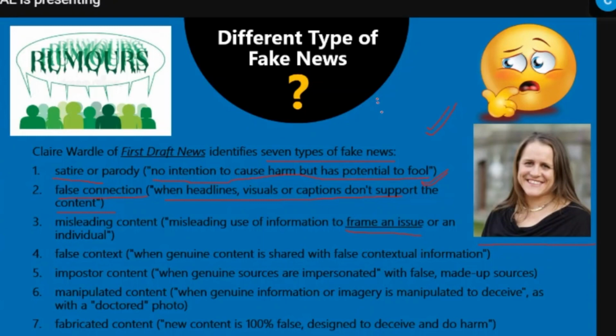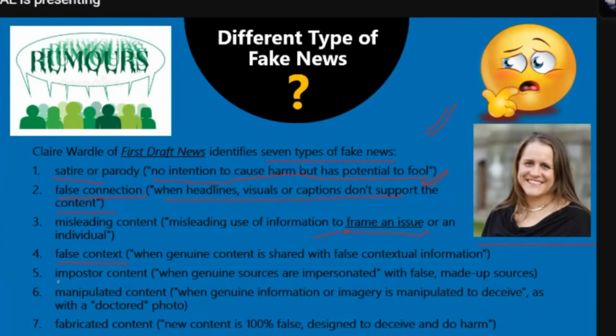So I will give you a real life example. Suppose the Kisan Andolan is going on. If someone posted something that the Kisan that are participating or the terrorists are from Pakistan and they are giving the funding, okay, that we can frame an issue. These are the frames and issue which are some misleading contents. So something that is true and it is shared with some false. So that is our false content.